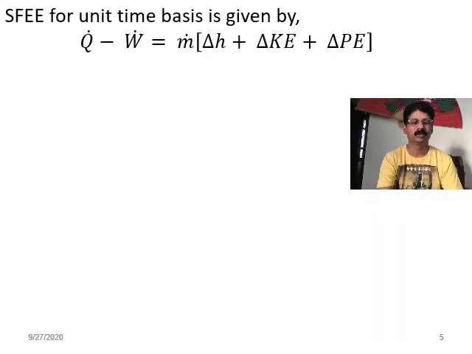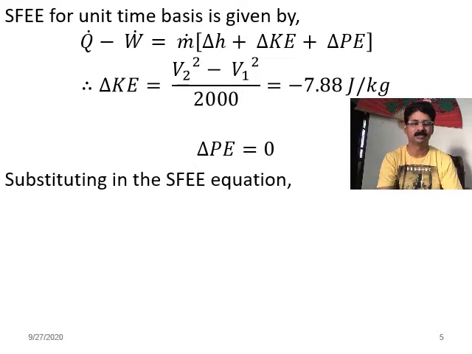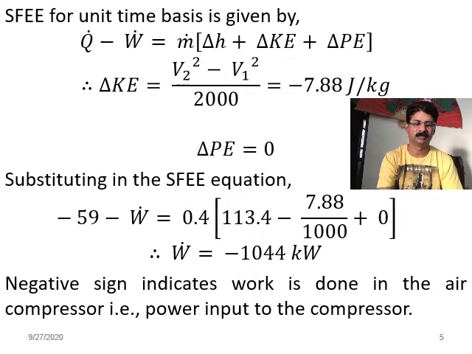Now the steady flow energy equation on time basis, already you know. Delta KE, you know how to find out. Delta PE is 0, no mention. Substitute, so you'll get W dot equal to minus 1044 kilowatt. You see here, you should get the negative answer because it is a compressor. A compressor is a work-absorbing device, all of you know. So there is no way you can get a positive answer here because work is done on the compressor. That is the basics you should know. Then write a line on why it is negative.